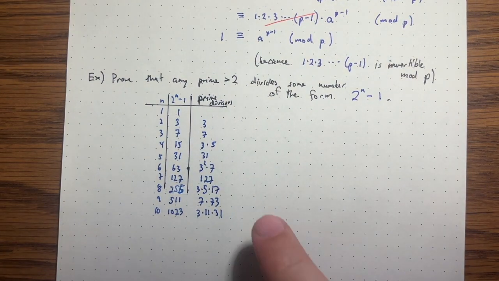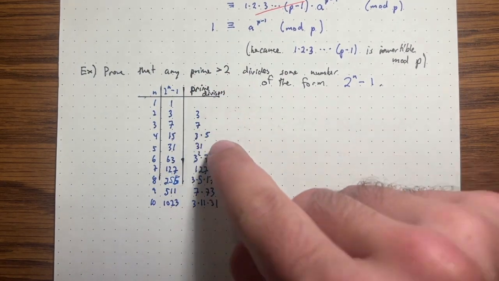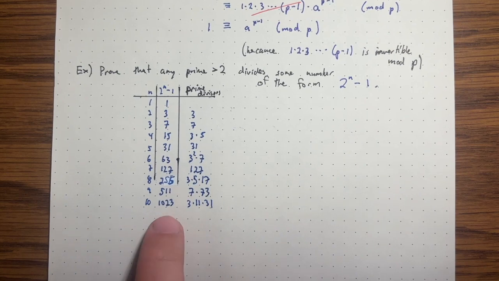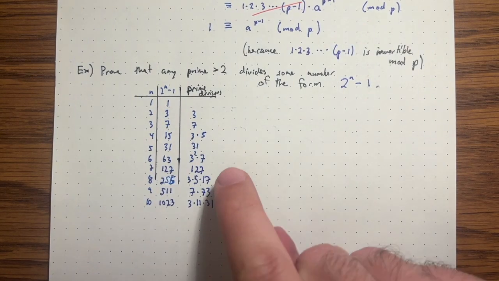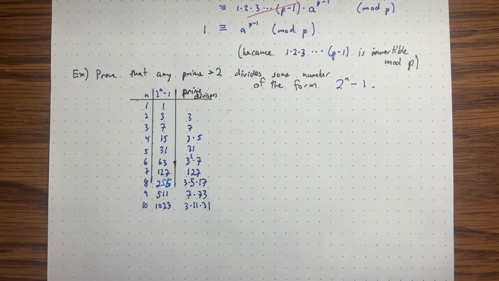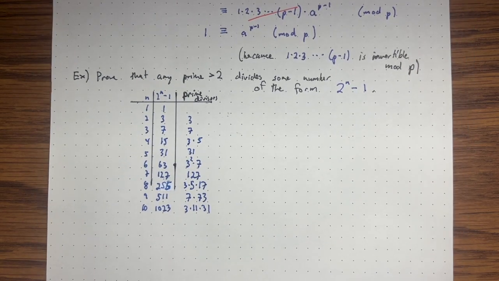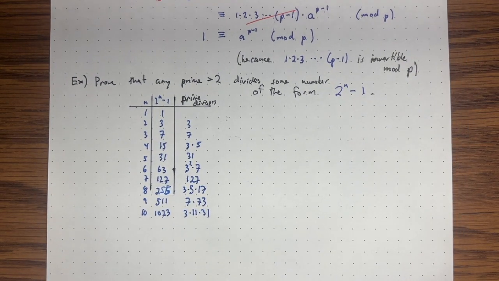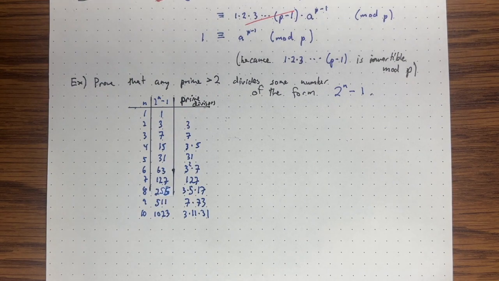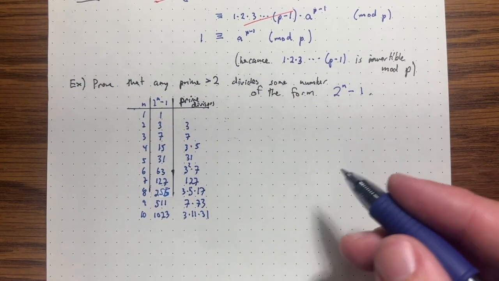And the claim is every single prime number greater than 2 is going to appear somewhere in this column. Even though these numbers are getting very large very quick, I'm never going to miss any prime. The proof of this is basically just to immediately apply Fermat's theorem, and then it gives us the answer immediately.